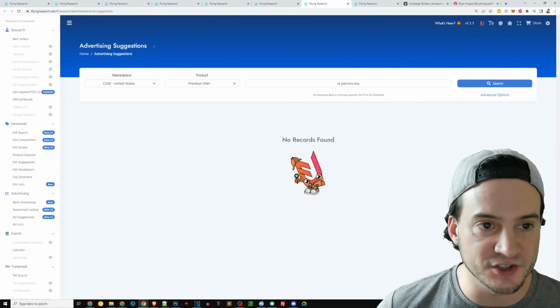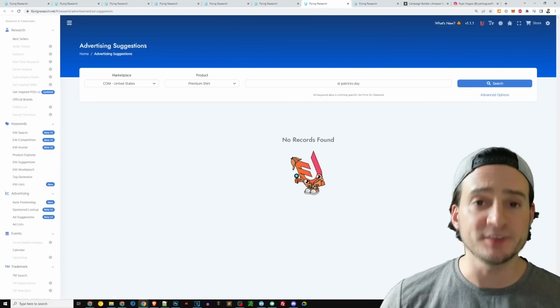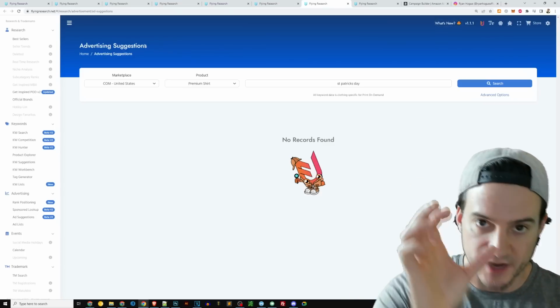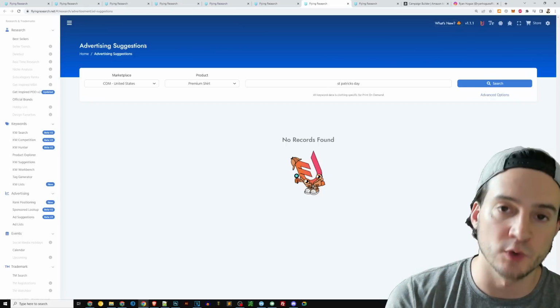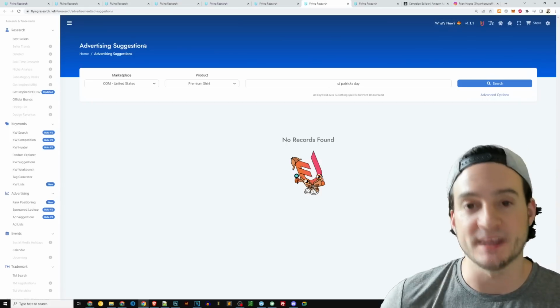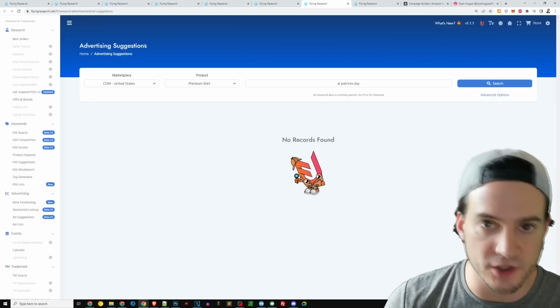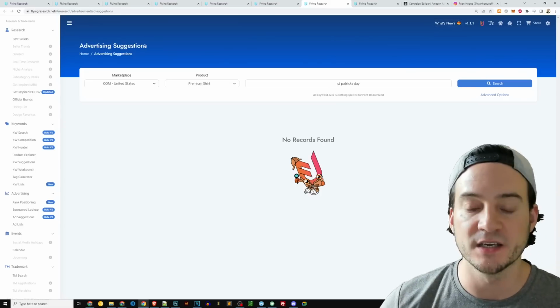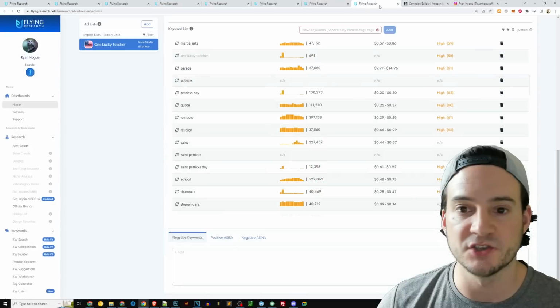The advertising suggestions for this one, guys, when you type it in, what it does, it basically expands on the seed phrase or seed keyword that you provided. So if you type in St. Patrick's Day, it's going to say like St. Patrick's Day shirt, St. Patrick's Day green, St. Patrick's Day green shirt, St. Patrick's Day funny, St. Patrick's Day, you know, One Lucky Teacher.